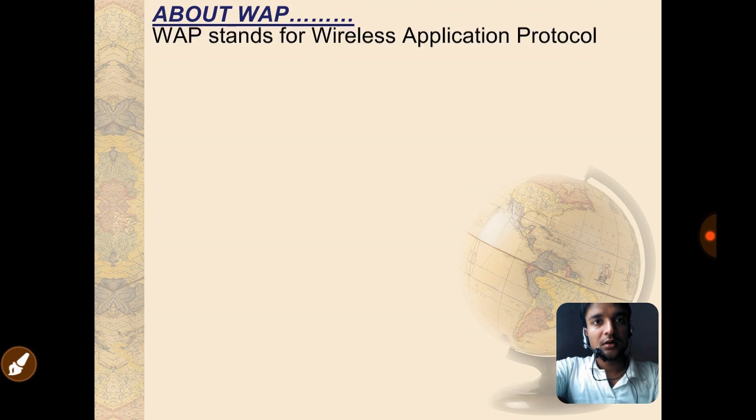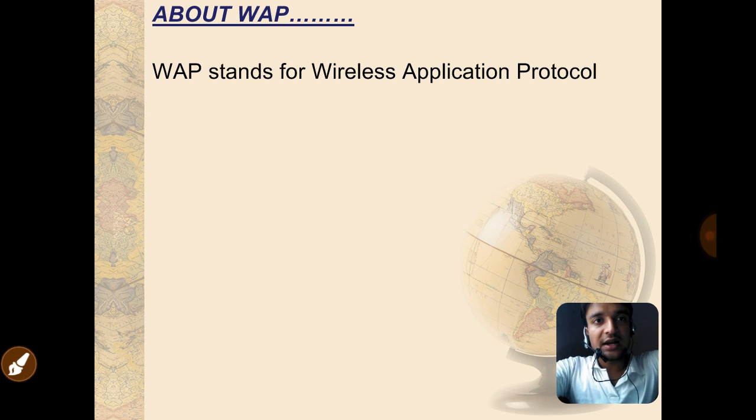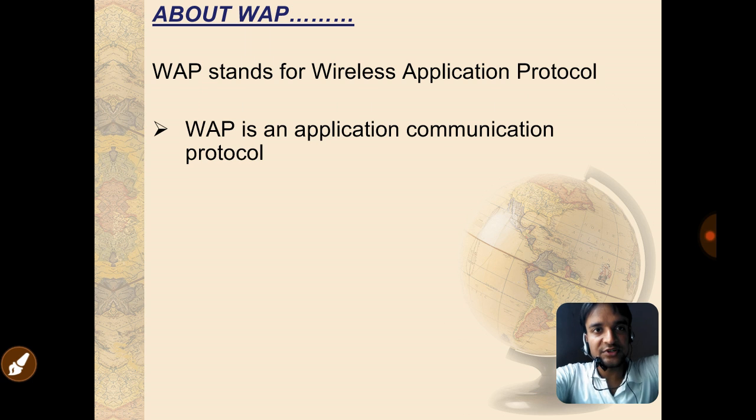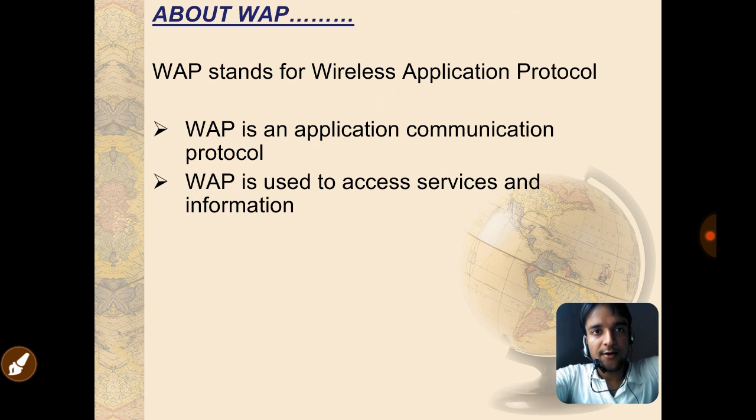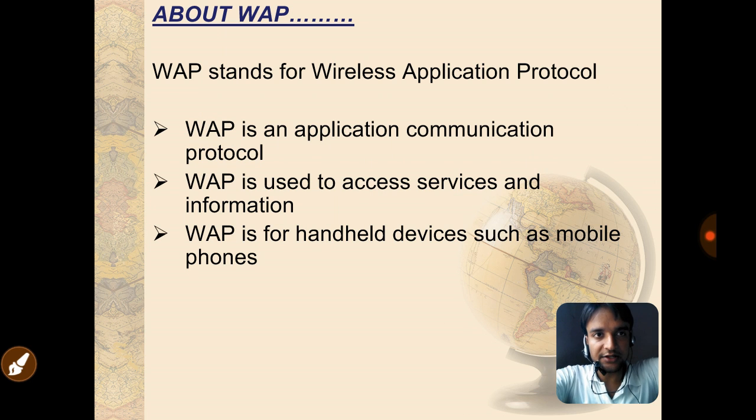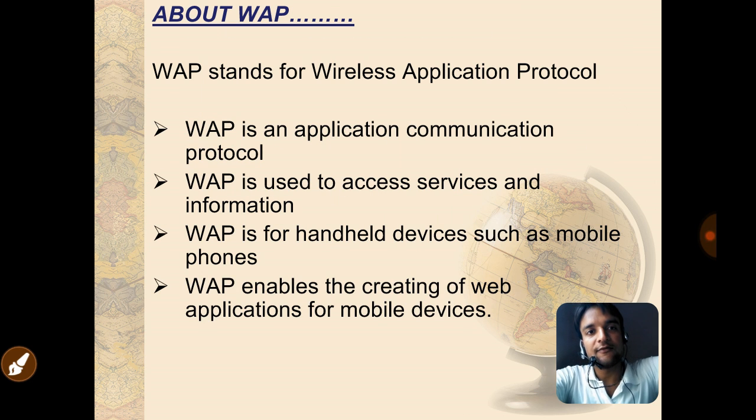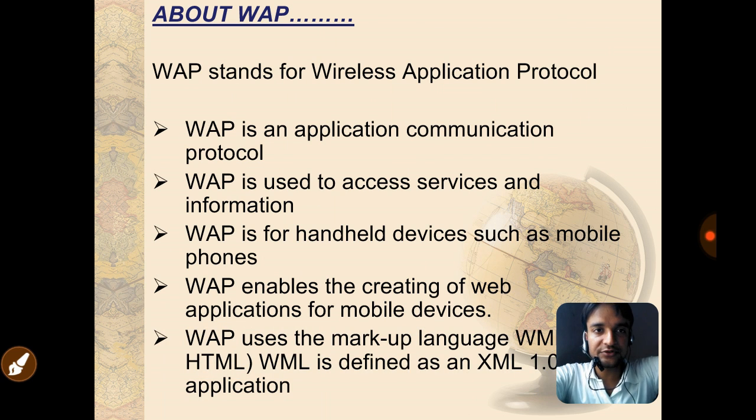So, what is WAP? WAP stands for Wireless Application Protocol. WAP is an application communication protocol. WAP is used to access services and information. WAP is for handheld devices such as mobile phones. WAP enables the creation of web applications for mobile devices. WAP uses the markup language WML instead of HTML.